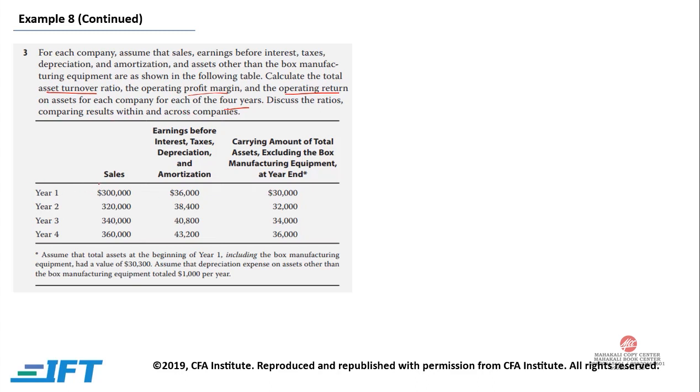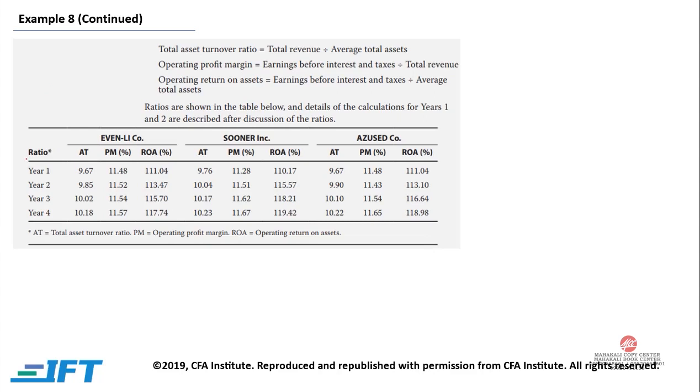So we are given that in year 4 the sale is 300,000, EBITDA is 36,000, and the carrying amount other than the box manufacturing equipment is 30,000. And over here it's a very important piece of information given to us that total assets at the beginning of year 1, including the box manufacturing equipment, are valued at 30,300. Assume that depreciation expense on assets other than the box manufacturing equipment totaled 1,000. Now these are the ratios that they have calculated. We need to find out how they have come up with the ratios.